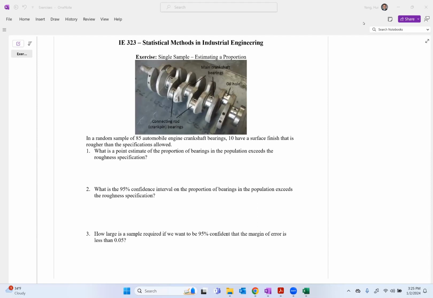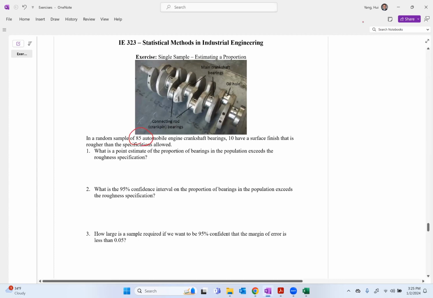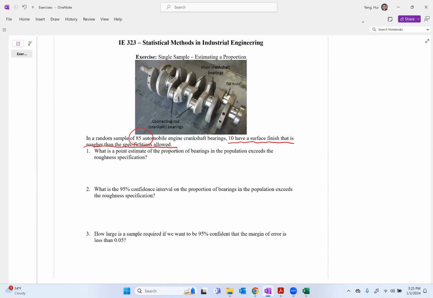Let's have a look at this exercise together. Simple sample establishing the confidence interval on the proportion, or estimating a proportion. This is an example on automobile engine crankshaft bearings. In a random sample of 85 crankshaft bearings, 10 of them have a surface finishing that is rougher than the specifications allowed.